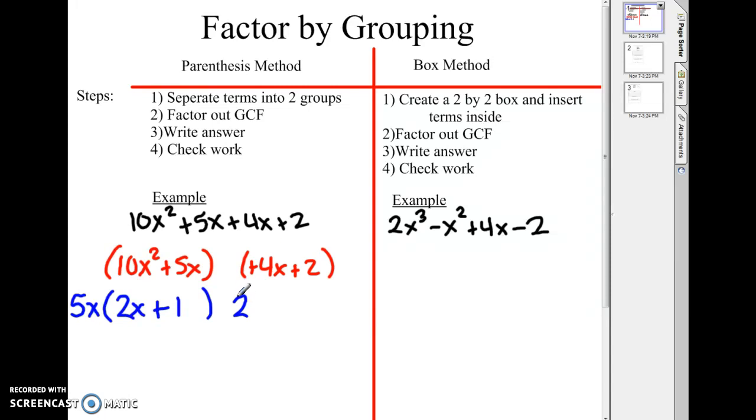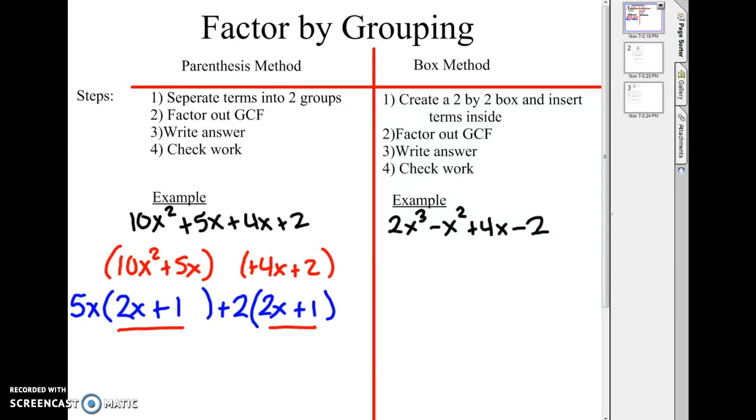Now the signs, we got to watch the signs on the second one. You always take the sign of whatever's in front. So I'm going to take out a plus 2. So 4 divided by 2 is 2. And then 2 divided by 2 will be 1. So if I take out a 2, I notice I have left over 2x plus 1. Hopefully what you notice is that these now match. If they don't match, you did something wrong. Most of the mistakes people make is their signs.